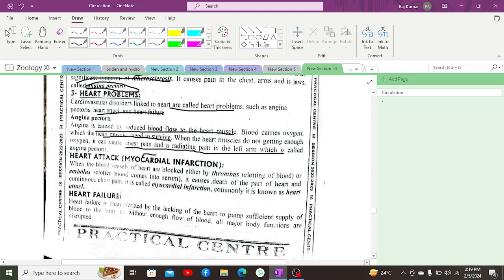And heart attack, myocardial infarction, is one in which the blood vessels of the heart are blocked either by a thrombus or embolus, and it causes death of part of the heart and continuous chest pain. This is known as myocardial infarction and commonly known as heart attack. If the condition persists, it can lead the person to die.